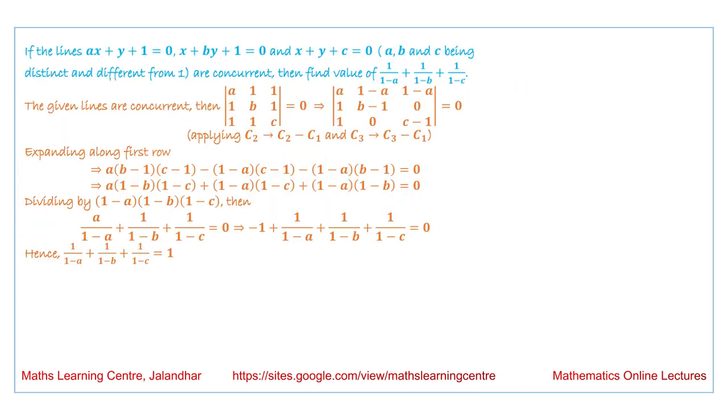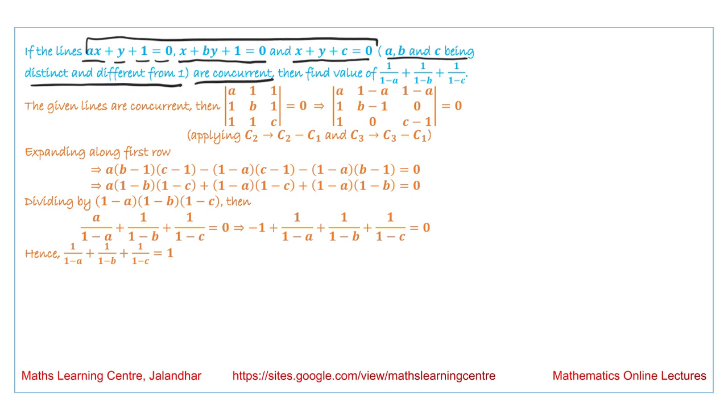So based upon this, the first question we have is, if the lines ax + y + 1 = 0, x + by + 1 = 0 and x + y + c = 0, these are the three lines given to us, with a, b, c being distinct and different from 1, are concurrent. It is given that these three lines are concurrent. Then we have to calculate the value of 1/(1 - a) + 1/(1 - b) + 1/(1 - c).